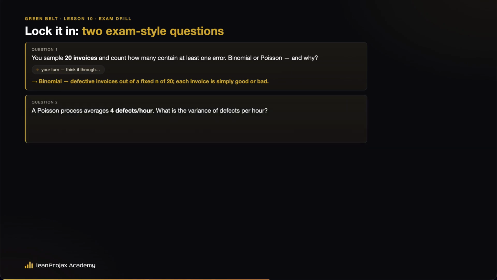Question 2. For a Poisson process averaging 4 defects per hour, what is the variance of defects per hour? Take a few seconds. 4. The Poisson's mean and variance are both lambda. If the exam asks for the standard deviation instead, it's the square root, 2.